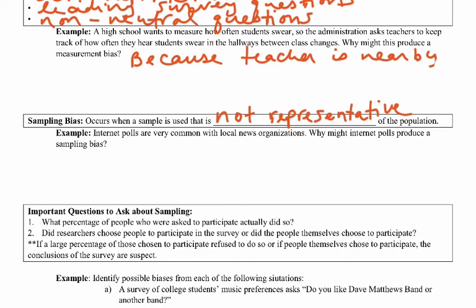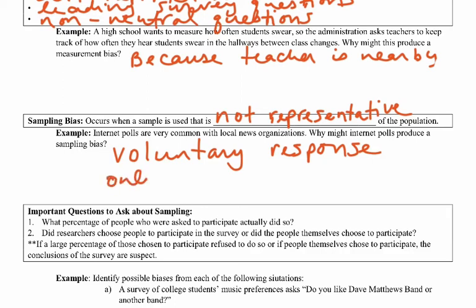Internet polls are very common with local news organizations. Why might an internet poll produce a sampling bias? It could be that people volunteered to respond, so voluntary response could be an issue. The people who were really interested in the issue are the ones who responded. If it's online, we might be missing people who don't follow that news organization. So only those who follow the news station will respond.